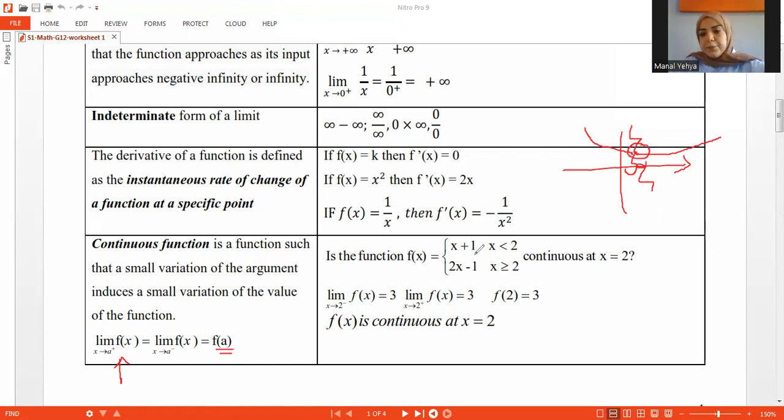Let us take an example. Function f of x is x plus 1, x less than 2. This is 2 minus. 2x minus 1 when x is greater than 2. So this is 2 plus and f of 2.